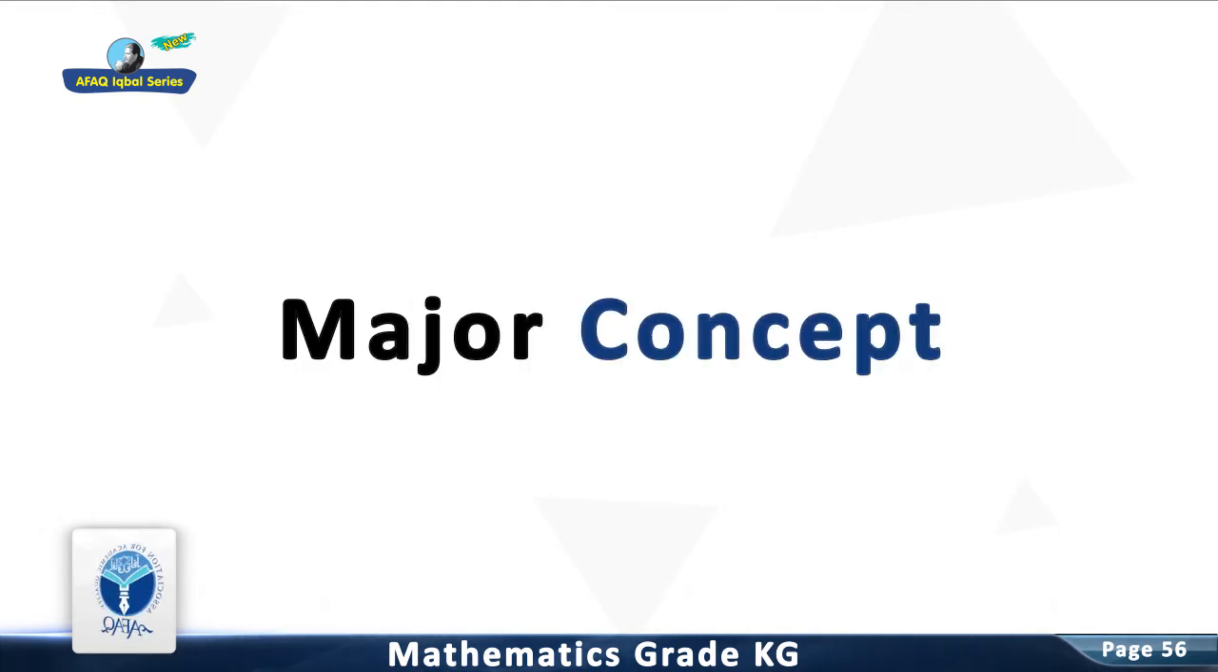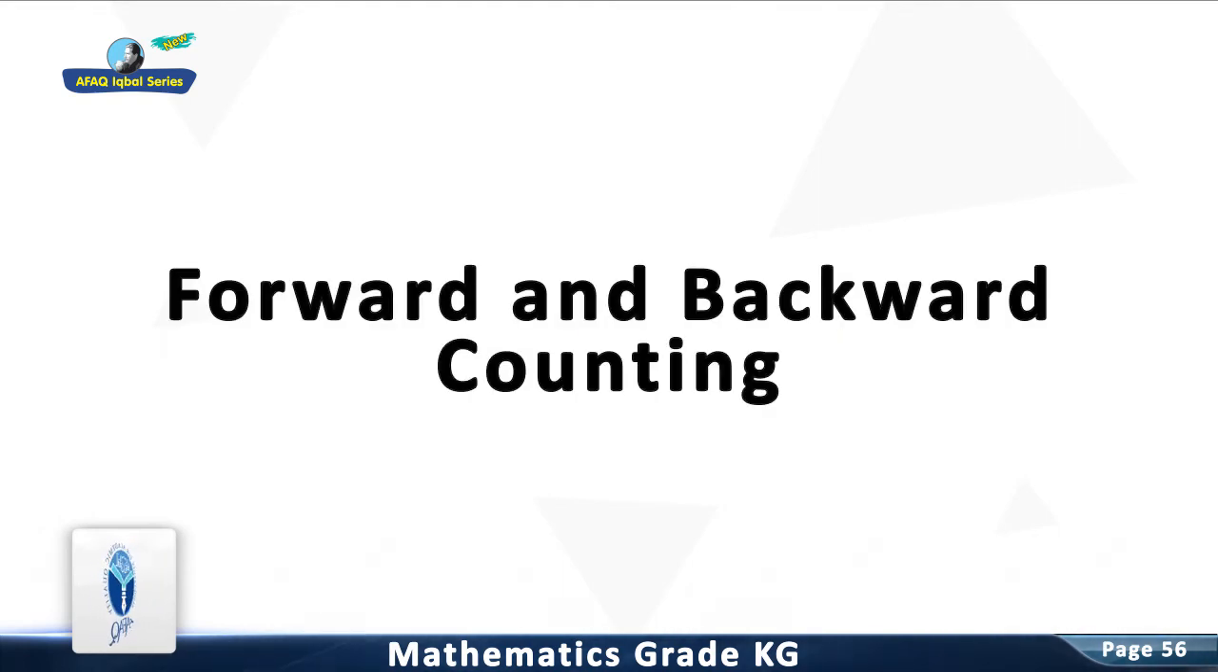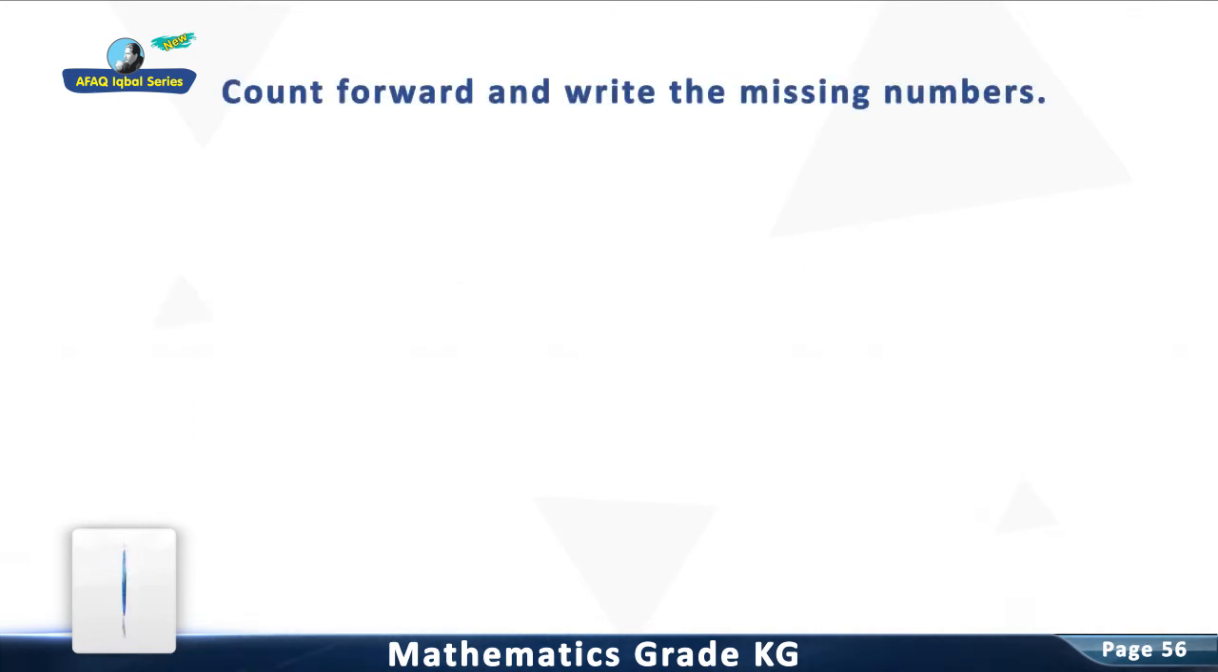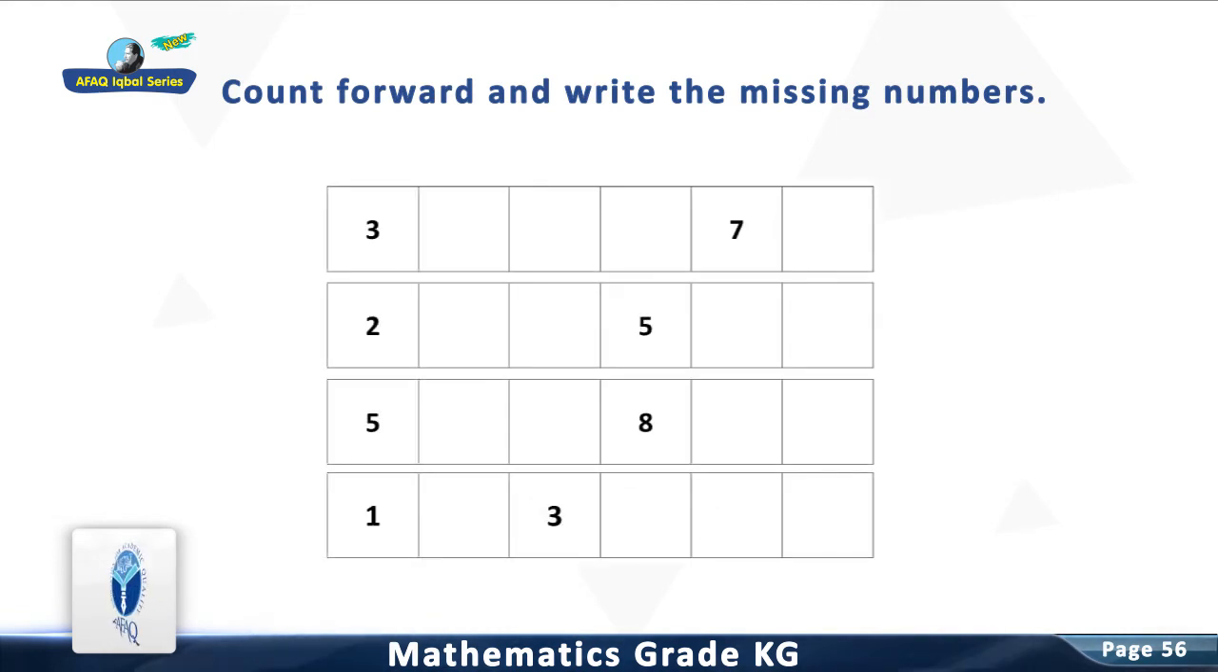Now we move to the next major concept, forward and backward counting. Resource pack concept: count forward and write the missing numbers. Let's start with 3. Good. It is 4. Next. Good. It is 5. Next. Good. It is 6. 7 is already written. Next.